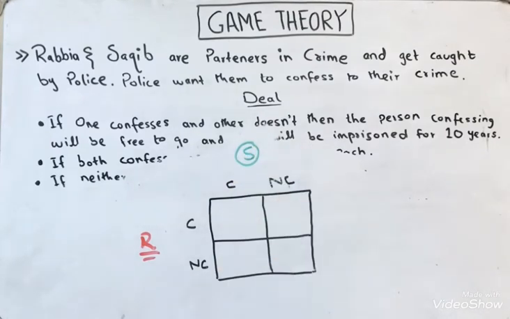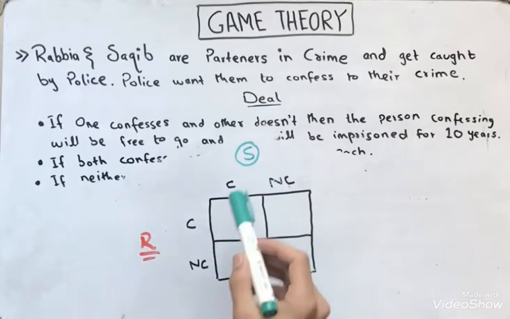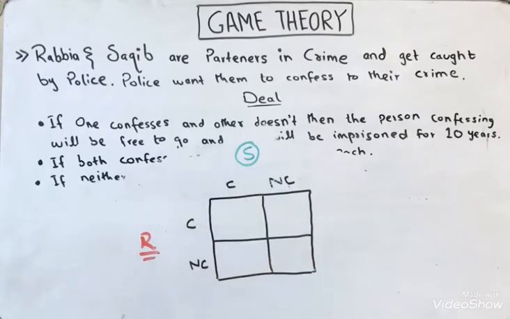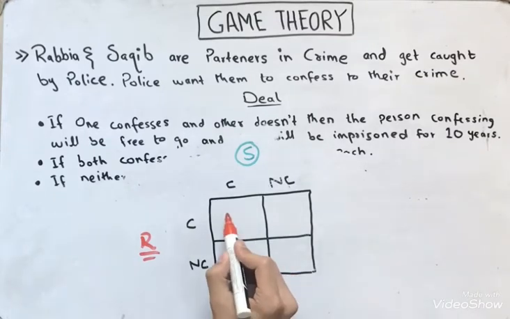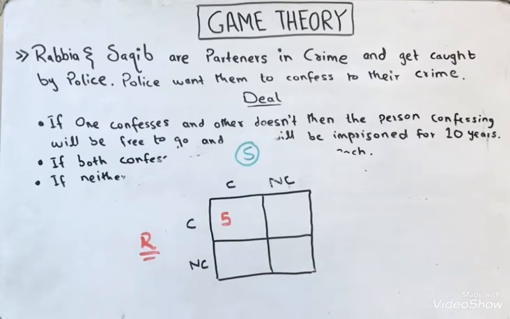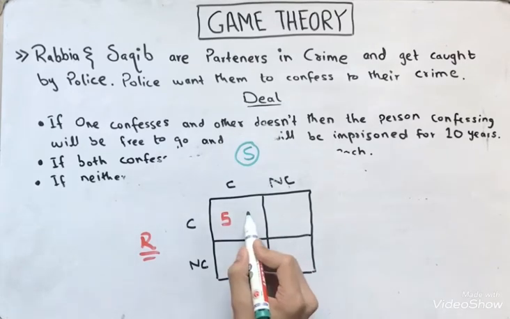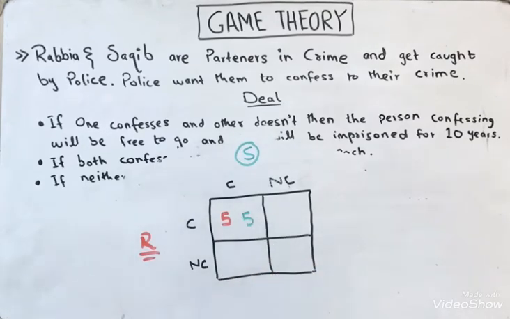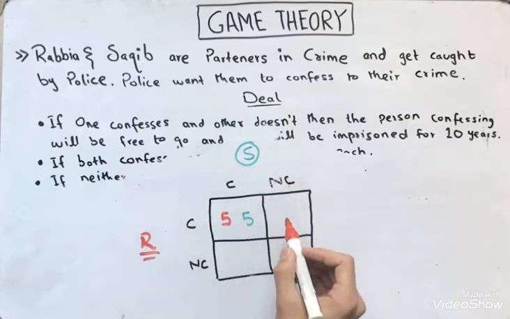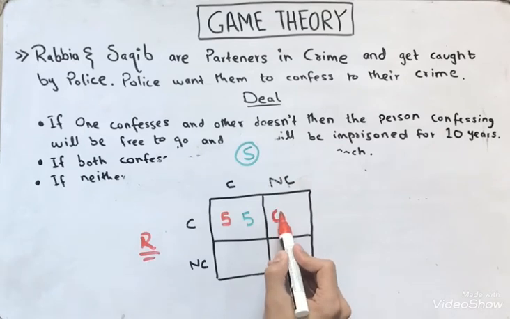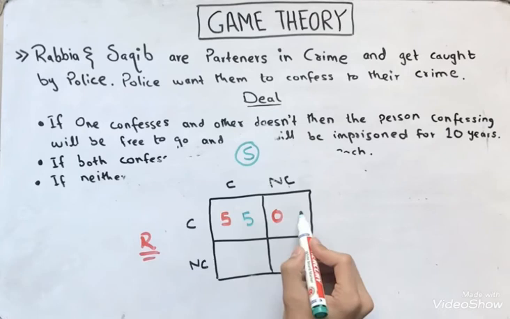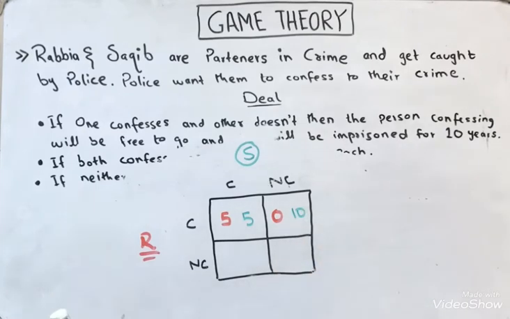Right. So according to the deal, if Saqib confesses and Rabia confesses, then both of them are going to be in jail for 5 years each. So 5. However, if Rabia confesses and Saqib doesn't confess, then Rabia will be in jail for 0 years. That means she just leaves immediately. And Saqib will be in jail for 10 years.